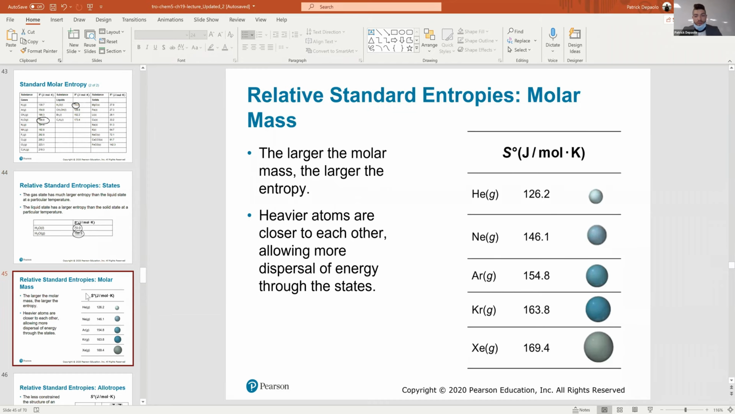Here, if you have an increase in molar mass, it'll be like helium to xenon. Helium's 4, and xenon is like 100. So it's at least a 20-fold difference, but the entropy difference is less than 40. It's about 40 units. So it's not too big of a deal.